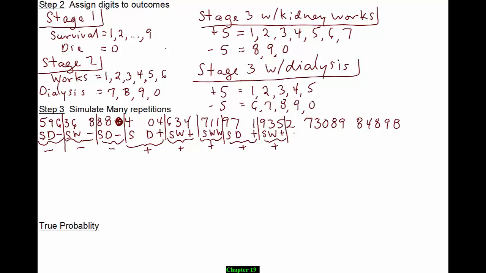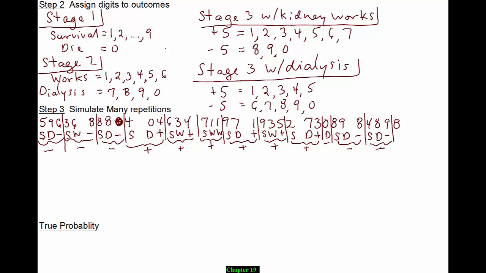A 2 in stage 1 is survive. A 7 in stage 2 is dialysis. And a 3 in stage 3 with dialysis is surviving past 5 years. A 0 in stage 1 is not surviving the original operation, so this repetition is already over. This person did not survive past 5 years. An 8 in stage 1 is survive, a 9 in stage 2 is dialysis, and an 8 in stage 3 with dialysis is not surviving past 5 years. A 4 in stage 1 is survive, an 8 in stage 2 is dialysis, and a 9 in stage 3 with dialysis is not survive.